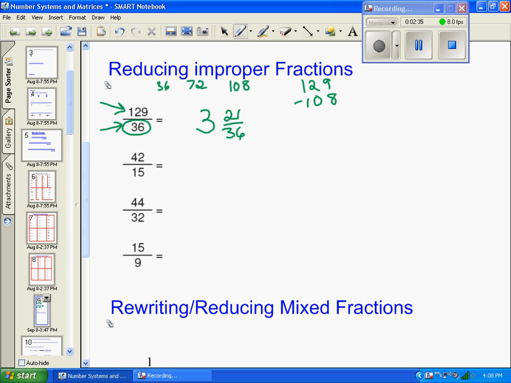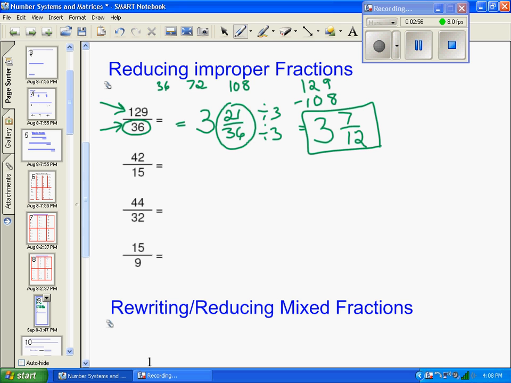Now this fraction here, we can reduce like we just saw in the first part. We could divide by 3 in the numerator and denominator, and we would still have 3, but you got 21 over 3 is 7, 36 over 3 is 12. So you have 3 and 7 twelfths.